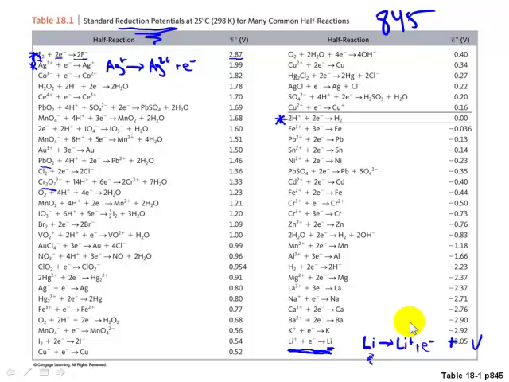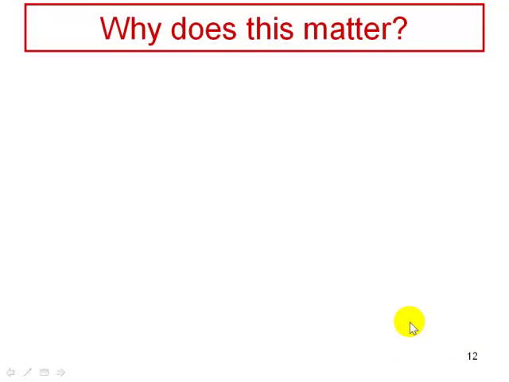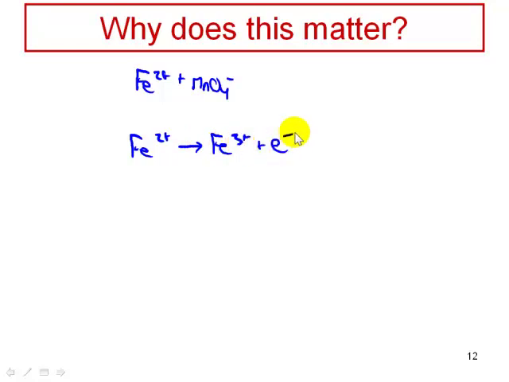Now, here's one way you will use this. One reason why this matters is we can use this idea of potentials for half reactions to predict whether or not a redox reaction is spontaneous. So let's consider one that we already looked at, which was the reaction between iron 2 plus and permanganate ions. We already saw that my half reactions looked like this. The oxidation was iron 2 plus goes to iron 3 plus an electron.